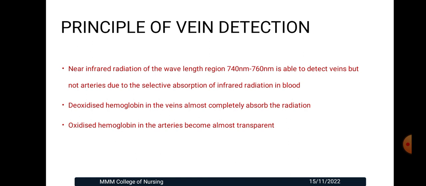Coming to the principle of vein detector. Near infrared radiation of the wavelength region 740 nanometer to 760 nanometer is able to detect veins but not arteries due to the selective absorption of infrared radiation in blood. Deoxygenated hemoglobin in the veins almost completely absorbs the radiation. Oxygenated hemoglobin in the arteries becomes almost transparent.